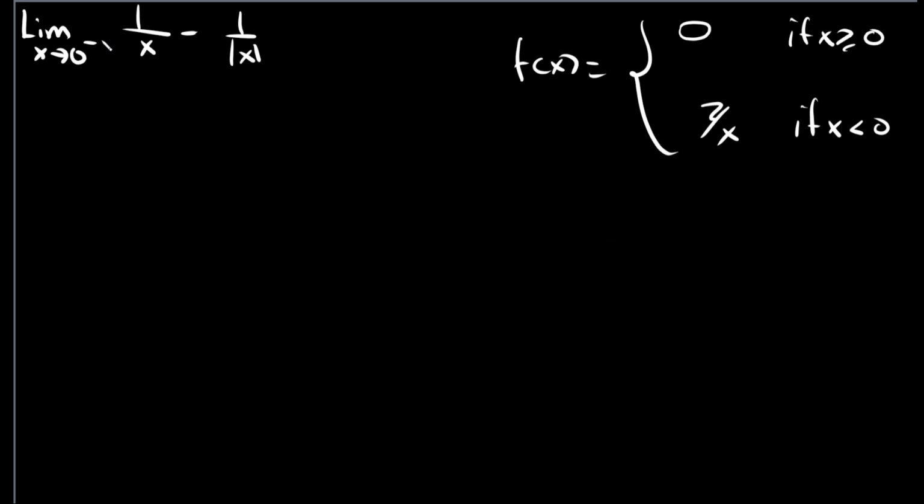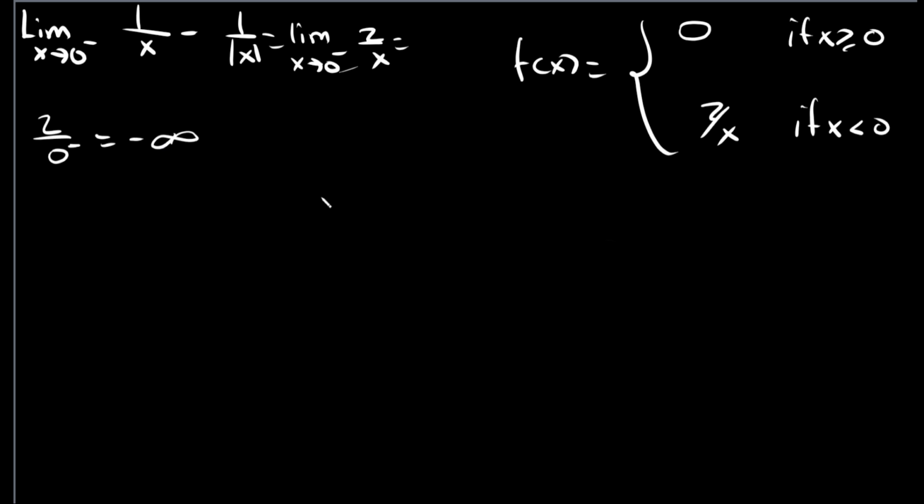Well, here my question is asking about x approaching from the left. So what's going to happen is, if my limit is approaching from the left, I'm going to have 2 over x, right? If I just plug in 2 over 0 from the left, I'm going to get minus infinity.